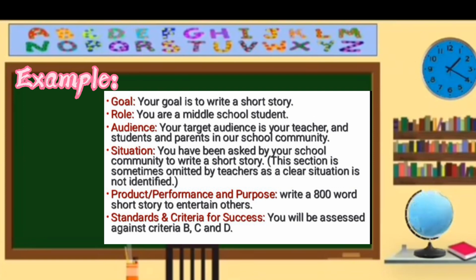So, the situation will be the students have been asked by the school community to write a short story. Then, the product or performance and purpose is to write an 800-word short story to entertain others. And then, the standards and criteria for success will be assessed against criteria B, C, and D.